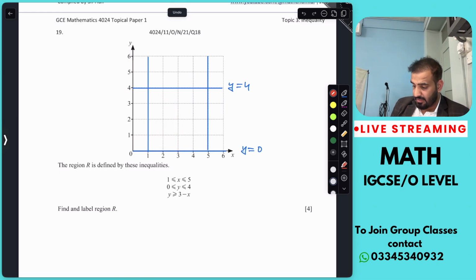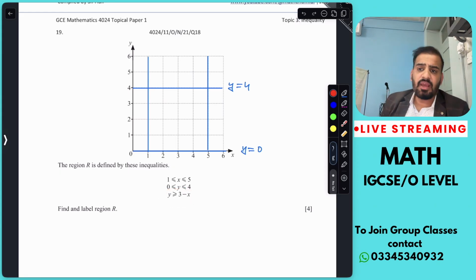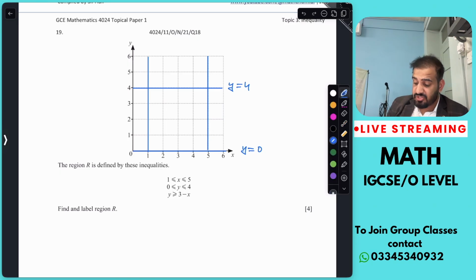Okay. Now let's look at the third line. It is y is equal to 3 minus x. But we don't have this equation drawn. हम पहले इस equation को draw करेंगे. वो कैसे? Y is equal to 3 minus x. Let's put x equal to 0. You will get y is equal to 3 minus 0. So that will be 3. So the first point is 0, comma 3.